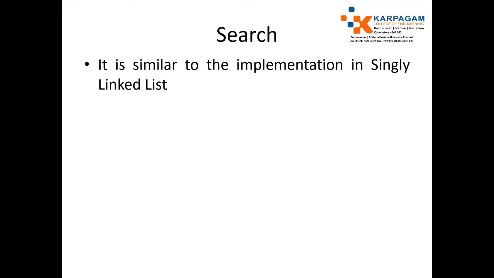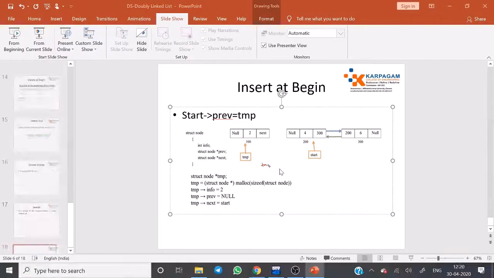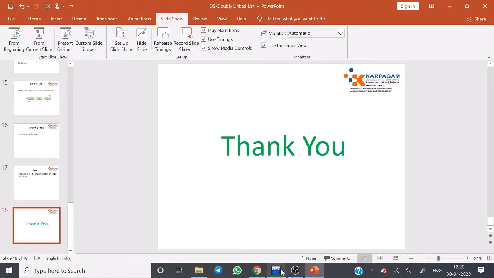Okay. Search operation in a double linked list is similar to the search operation in a single linked list only. You can go through the previous video. Okay. I just showed the demo for the double linked list.